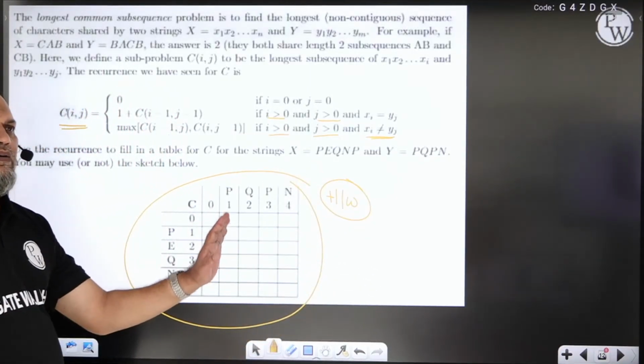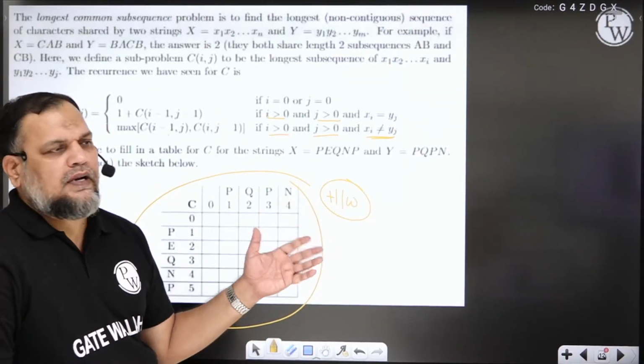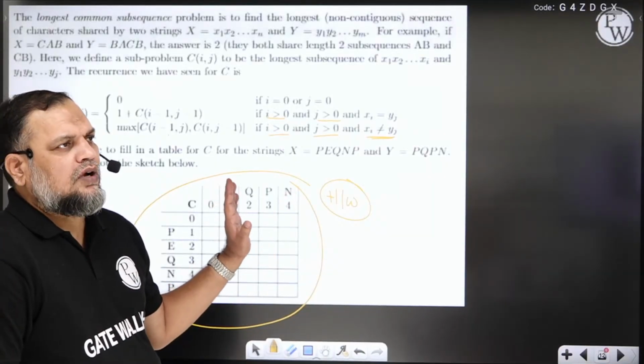I'm not going to do it now. You can take it as practice and do it as homework later on. Okay? So this is common subsequence.